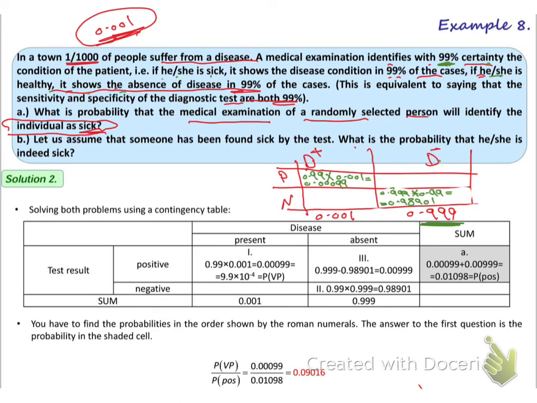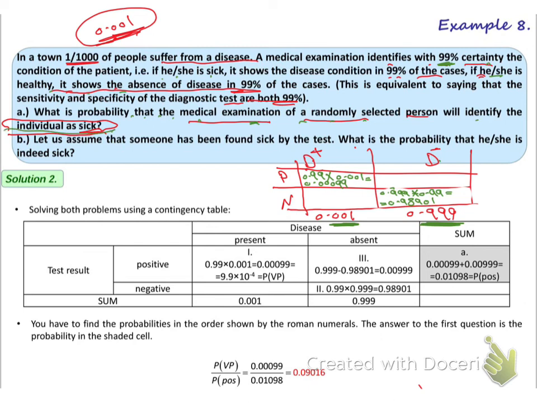Here I have the total probability 0.001 and here 0.0099. So I can subtract and I get this number if I wish. I can also subtract and get this number if I wish. Let us see what is here in the problem and we can decide. What is the probability that the medical examination of a randomly selected person will identify individual sick?